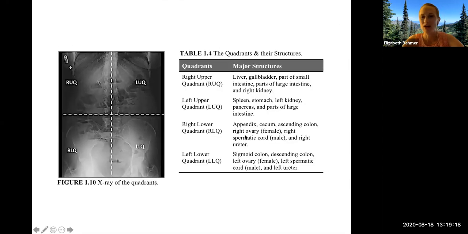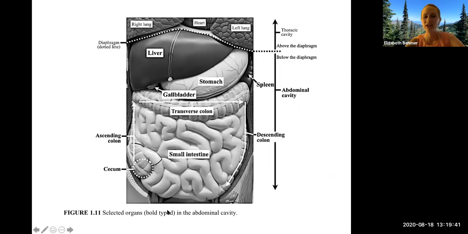So these are some quadrants and structures within the quadrants, not the umbilical region, but the abdominal region. So you can kind of see what is generally located, and you can see regardless of male and female, what's located in each quadrant. Okay. This is just another view.